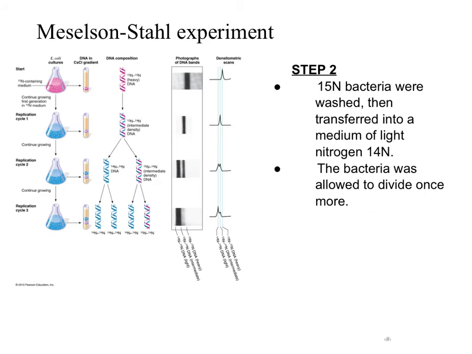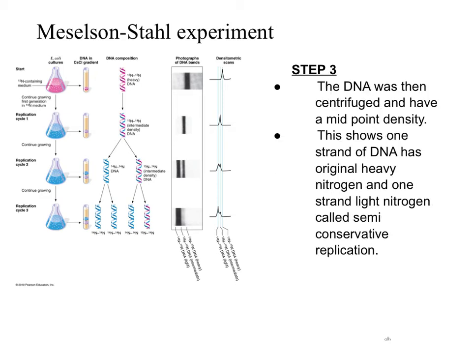Step 2 then, they took the heavy bacteria and they transferred it into an agar plate of medium, a medium of light nitrogen, so 14N. And then the bacteria was allowed to divide once more. And then you'll see what happens is that the DNA was centrifuged and it had a midpoint density, which shows that each molecule has 1 heavy strand and 1 light strand. So as you can see here, we are now at the midpoint section.